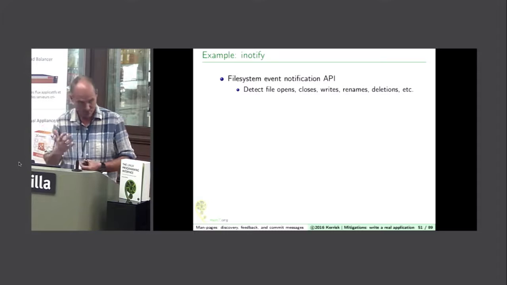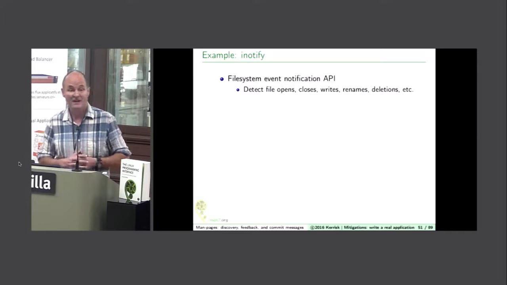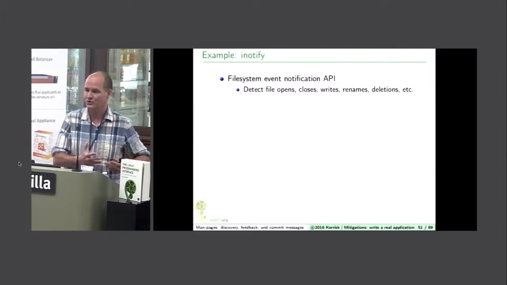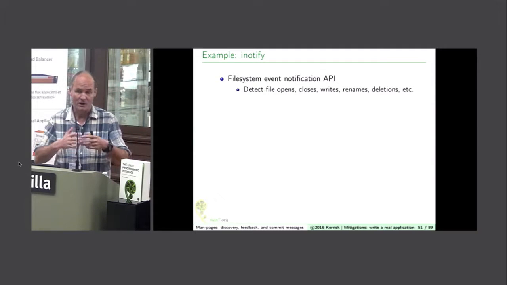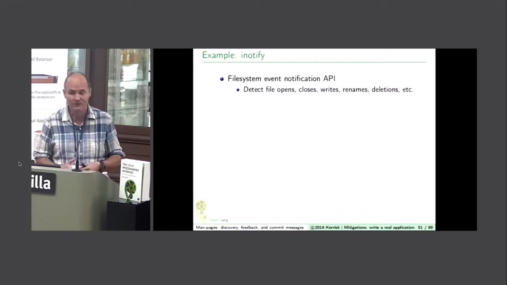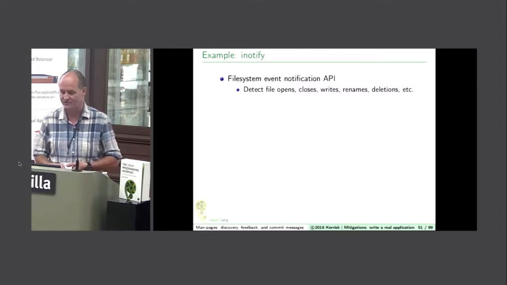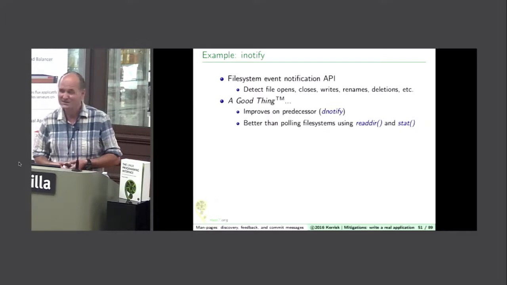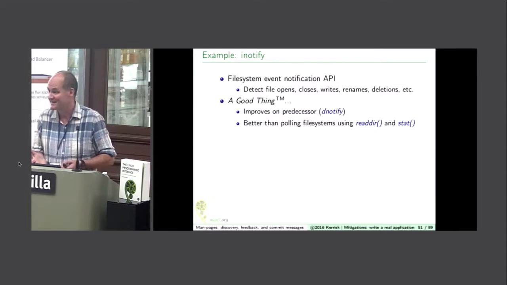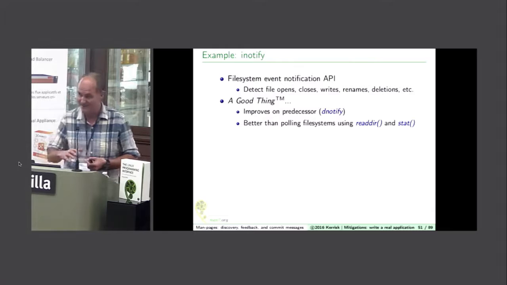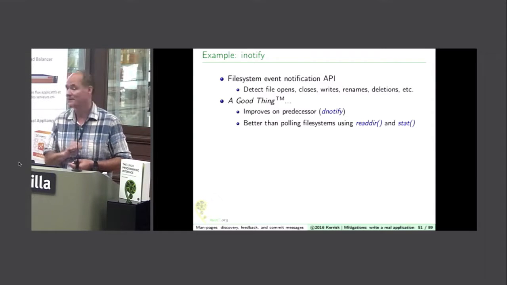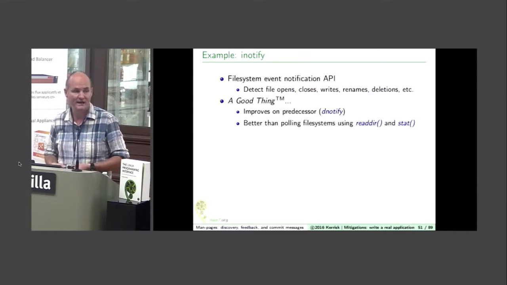Okay, so for those of you who are not familiar with inotify, it's a file system notification API. In other words, you can watch a file or watch a directory to see when someone has written to the file or created a file in a directory or renamed a file, all these sorts of things that happen on file systems. So it's a good thing because, first of all, it's much better than its predecessor, and also it's much better than the alternative, which is simply readdir on your directories and statting directories all the time, polling your file system.